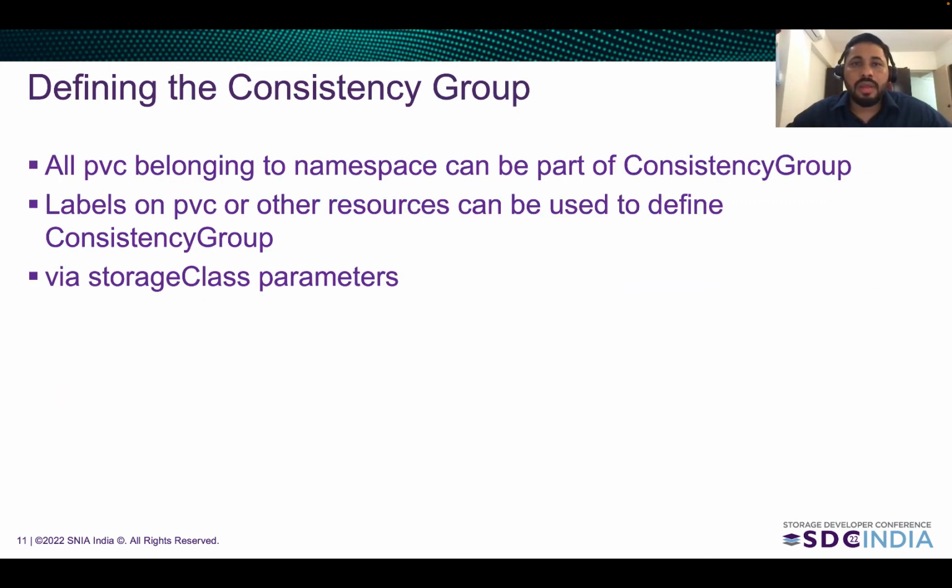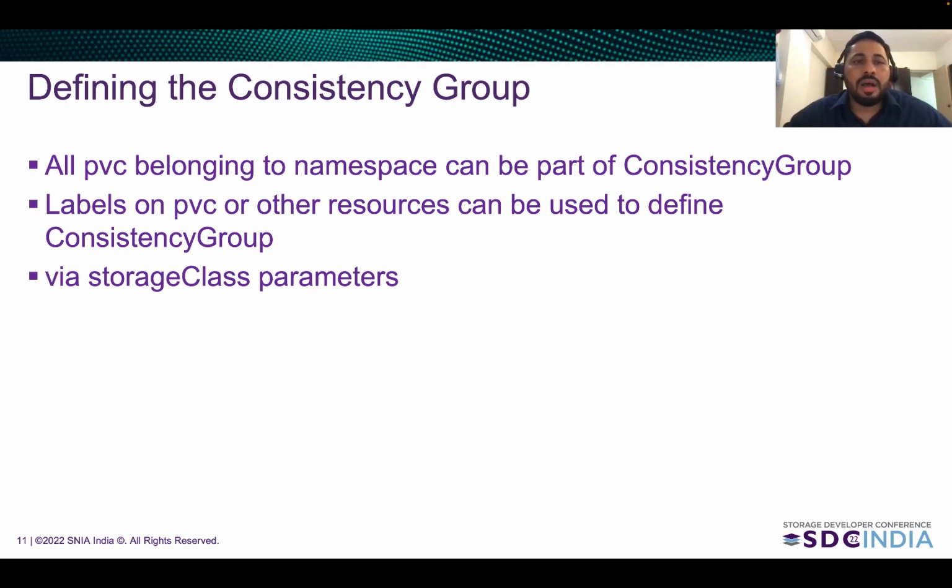Now the major question is, if we want to take advantage of consistency groups, the first question will be how to define a consistency group. There can be multiple ways. The simplest can be the namespace-based consistency group, meaning the PVCs belonging to a namespace will be part of the consistency group. If an application creates multiple PVCs in one namespace and we want consistency, we take a snapshot of all those PVCs at the exact same time, and that will guarantee the consistency. So PVCs belonging to a namespace is one way.